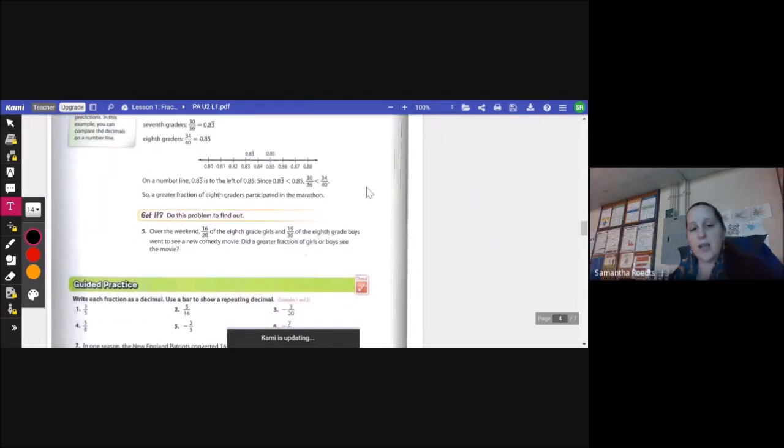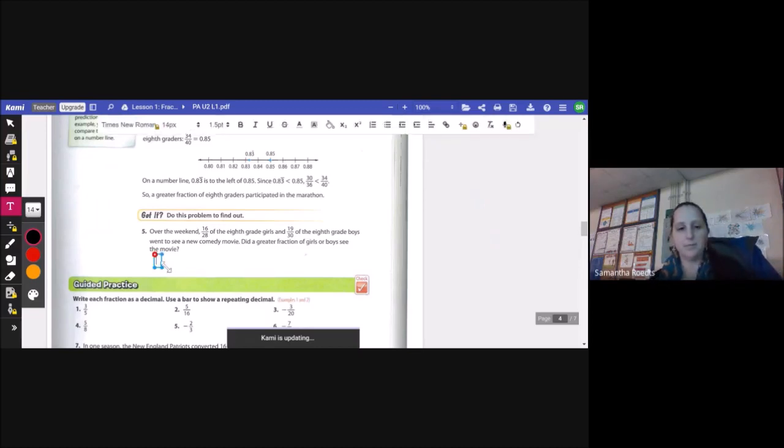Let's try it. Over the weekend, 16/28 of the eighth grade girls and 19/30 of the eighth grade boys want to see a new comedy movie. Do a greater fraction of girls or boys see the movie? Okay, so I'm going to divide. 16 divided by 28 equals 0.57, while 19 divided by 30 is 0.63 repeating. Okay. So that means that more boys went to see the movie.